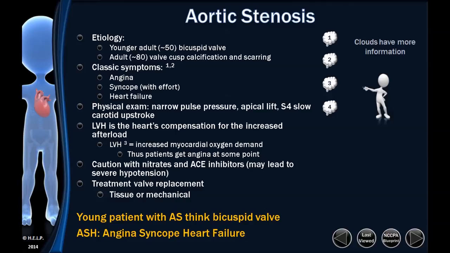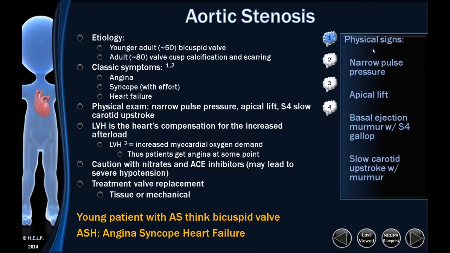So, aortic stenosis. This one here is a murmur that happens at 2 phases in life. It's either the younger adult or the older adult. If it happens before the age of 50, it's because the patient had a bicuspid aortic valve. If it happens around the age of 75, 80, then it's likely just valve calcification and scarring. So either one of them, the classic symptoms that you're going to read in the question are ASH, angina, syncope, and heart failure. ASH. That's the mnemonic you remember with aortic stenosis. And the symptoms they're going to present with are angina, syncope with effort, and heart failure. These are the 3 symptoms they get when they have this aortic stenosis.